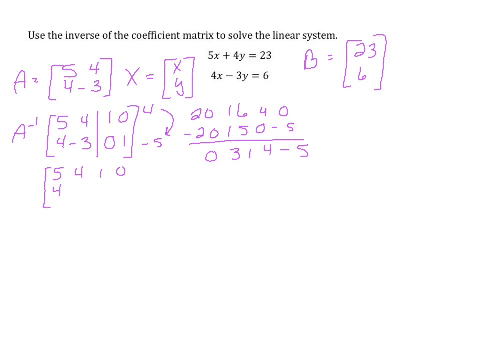Oops, didn't even change it. Okay. 0, 31, 4, negative 5.